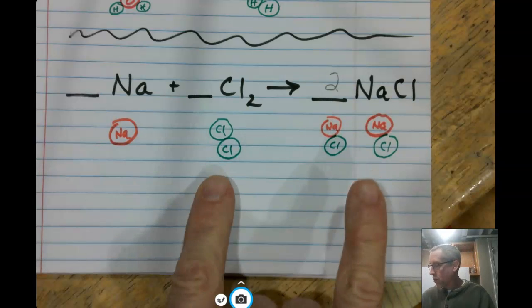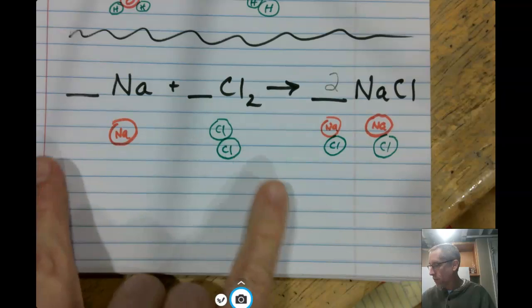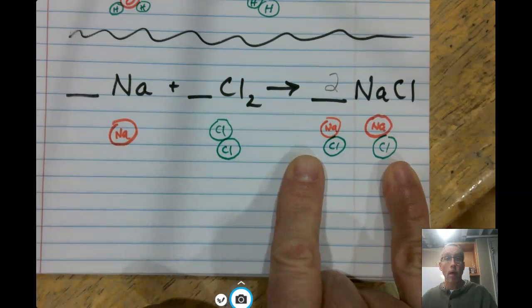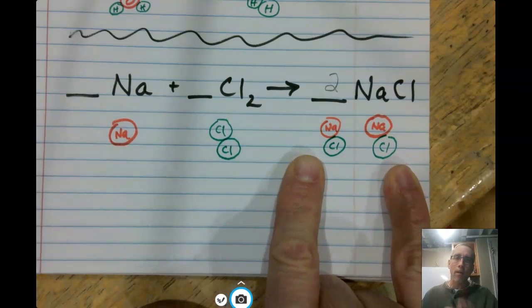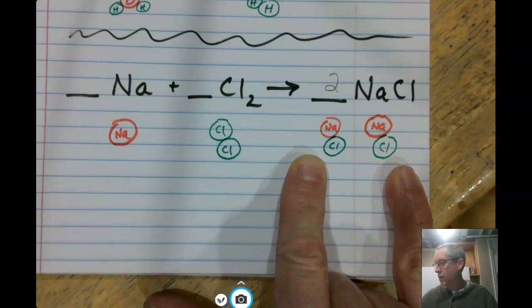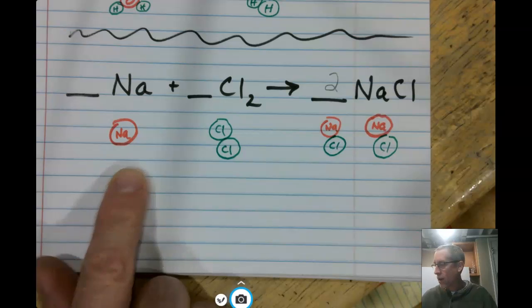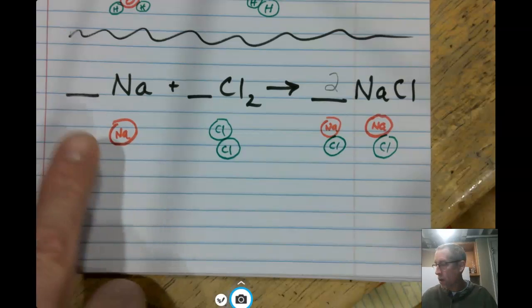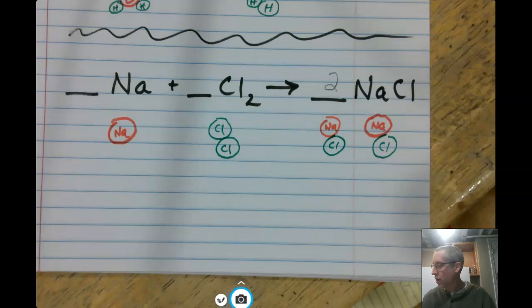So now I've got 2 chlorines on this side. Remember, I'm looking to the left of the arrow, and 2 chlorines on this side, so that's good. But in balancing my chlorines, I've unbalanced my sodiums. But it's easy enough to fix because the sodium is here by itself, so I can do anything to this over here with this coefficient and not affect the chlorine at all.